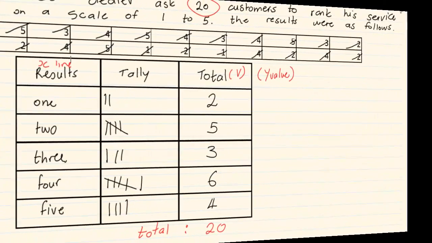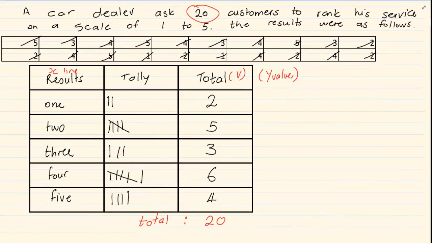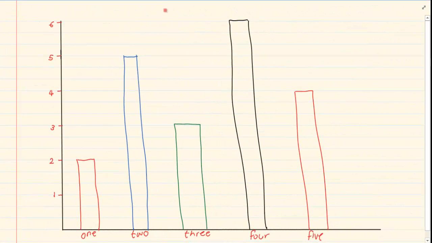Now, it is good to label your drawings. You need to look at it and say, what are we doing? We can say we are ranking his services. So we can label this graph service.